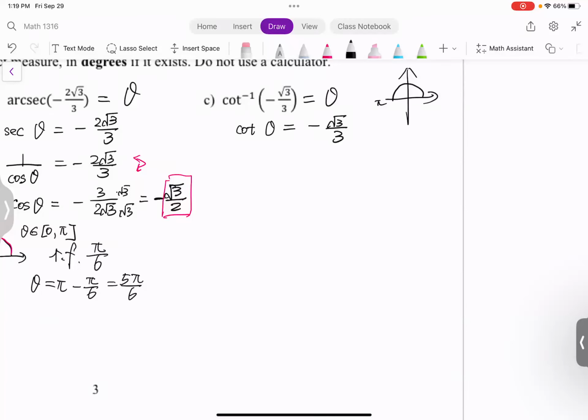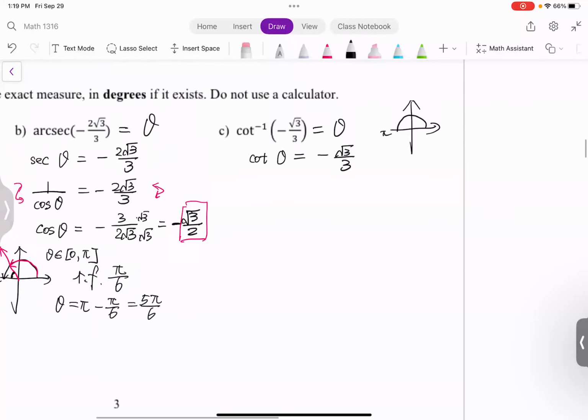And then what should I do next? I will decide which quadrant my angle is in. Cotangent is negative, so I must choose the second quadrant, because cotangent and tangent are negative in the second quadrant. What is the reference angle? So look at this special value. Cotangent of an angle equals square root of 3 over 3. What is that reference angle?